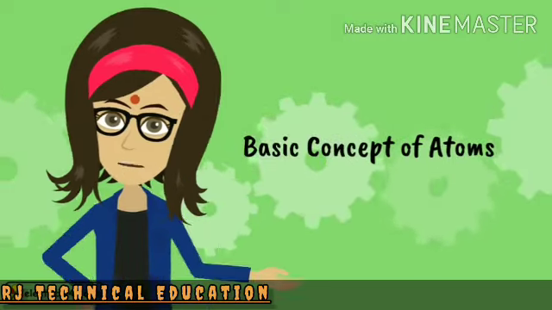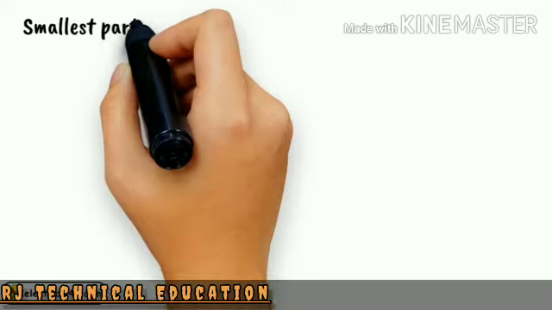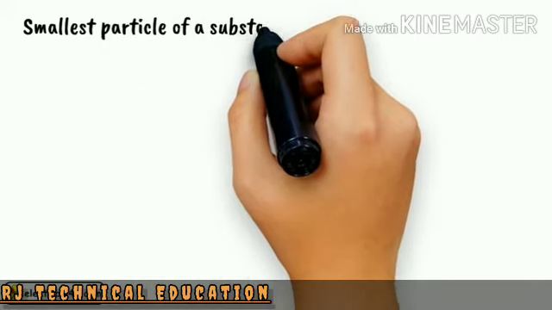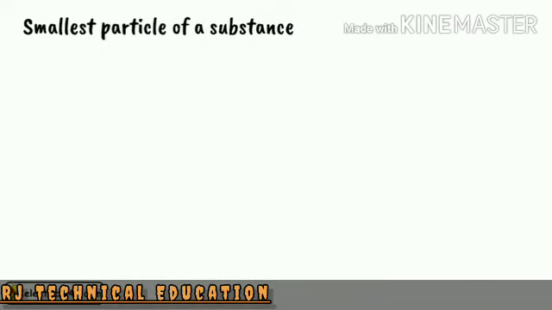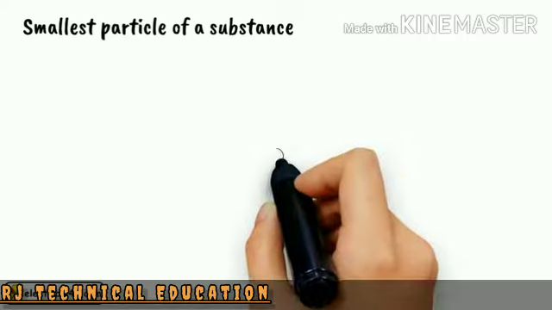We will discuss the basic concept of atom. An atom is defined as the smallest particle of a substance that can exist by itself or be combined with other atoms to form a molecule. All substances are made up of atoms.